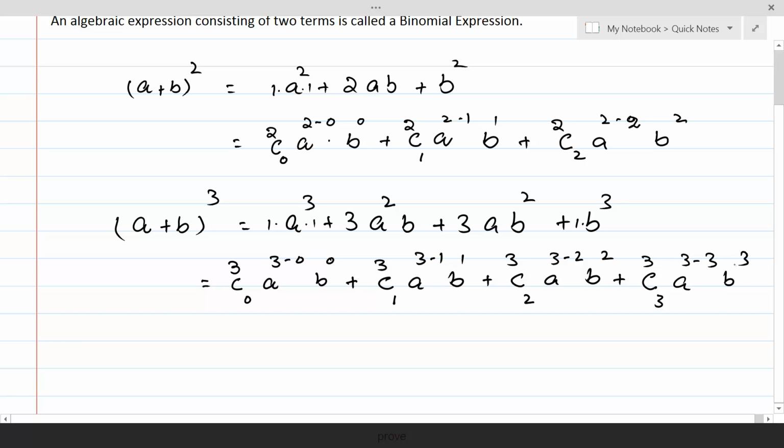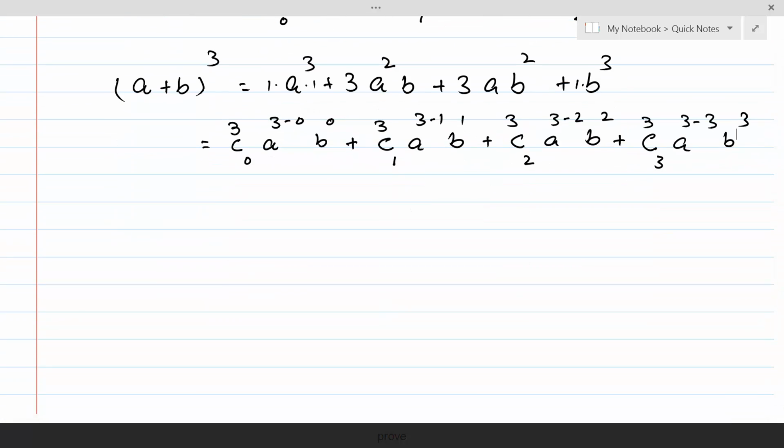The value doesn't change, but there is a visible pattern if we take it with reference to the combinations. Powers of a are continuously decreasing, powers of b are continuously increasing, and from the first term to the last term, 3C0, 3C1, 3C2, 3C3. It goes all the way. The subscript goes all the way up to n. If we were to follow this pattern, then the expansion of (a plus b) power n can be generalized.